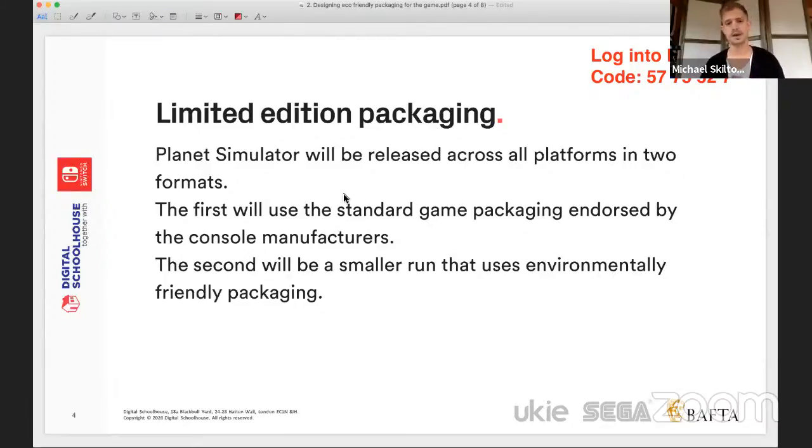In essence, what we're going to be designing today is the environmentally friendly packaging of Planet Simulator or your own game. We're going to call that the limited edition run of the packaging. This is the type of packaging that collectors, or people that are really into their games, like to get hold of. It normally goes for a higher price, and ends up being a collector's item that they either put into a collection or later down the line can sell for a tidy profit.